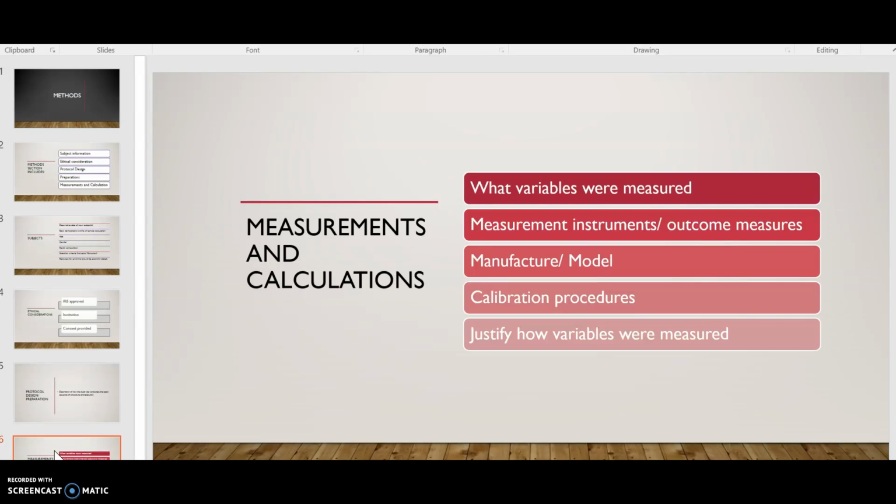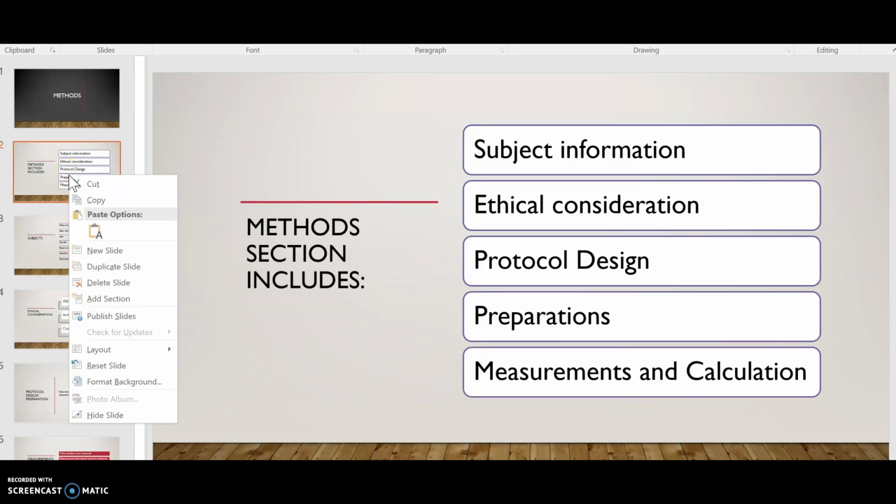Right now, I just want you to get into the habit of practicing and writing these aspects of the method section. So again, you're going to describe your patient. You're going to say whether or not you received verbal consent or an informed consent. You're going to provide in detail your protocol design and preparation, and then you're going to talk about the measurements and calculations. The length of this will vary, but you will at least for sure write 2 to 4 pages. If you have any questions, you're always welcome to reach out to me.